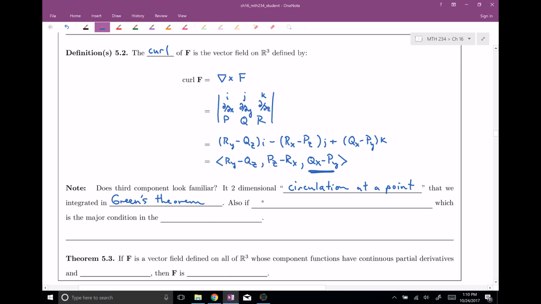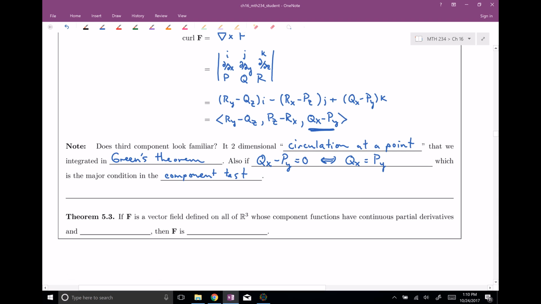Also notice that we had this whole thing, Q sub x minus P sub y. If this is equal to 0, this is only true if Q sub x is equal to P sub y. This was the main condition in the component test. If you wanted to show that you had a conservative vector field, and we like conservative vector fields because they have path-independent line integrals, in order to have that work out, you needed these mixed partials, Q sub x and P sub y, to be equal to one another. Okay, so this is very interesting.